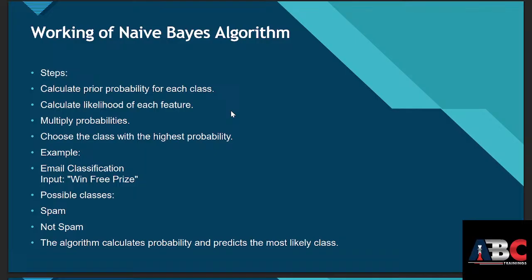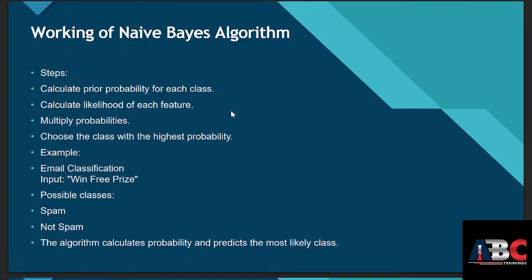The fourth step is to choose the class with the highest probability. Finally, the algorithm compares the probabilities of all the classes. The class with the highest probability is selected as the final prediction. This is known as the maximum a posteriori probability decision rule.